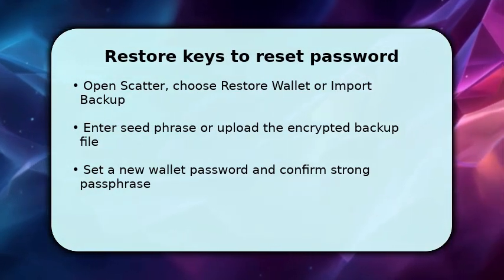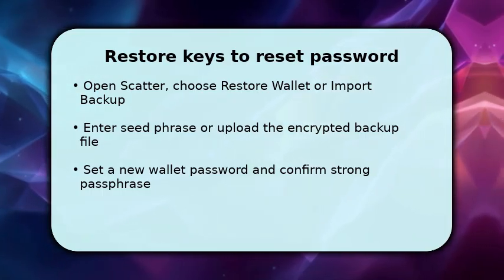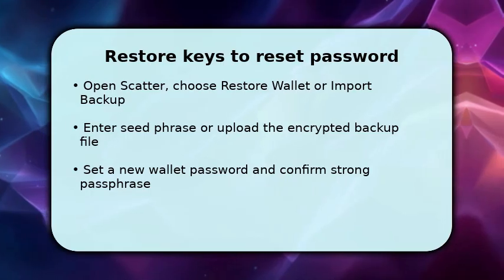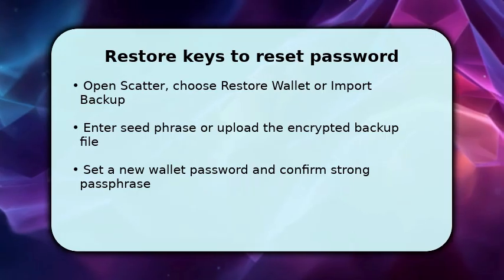Open Scatter and choose Restore Wallet or Import Backup, then enter the exact seed phrase or upload the encrypted backup file. Watch for correct word order and spaces. One wrong word stops the process.